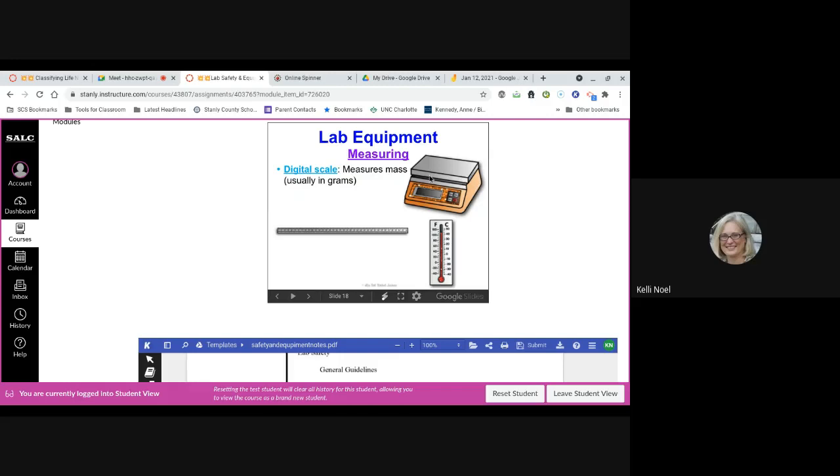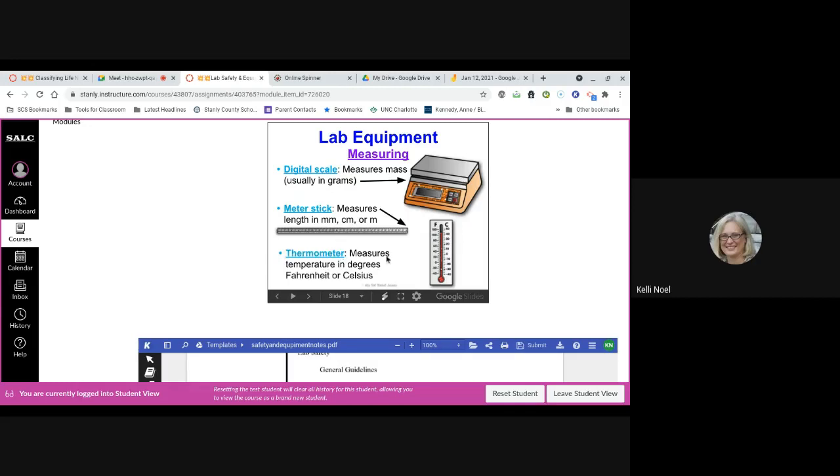A digital scale. We do not have a digital scale, which reminds me that might be something I can ask for. I had bought some cheap ones at Walmart, and if the item is too light, it won't register it. But that's what we use. We also have a triple beam balance that we use as well. Here is a meter stick. You will use a meter stick or a metric ruler, and we do all measuring in the metric system.